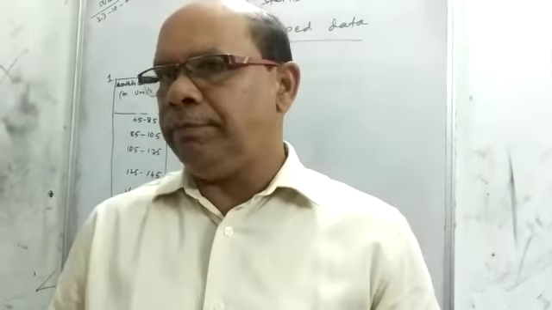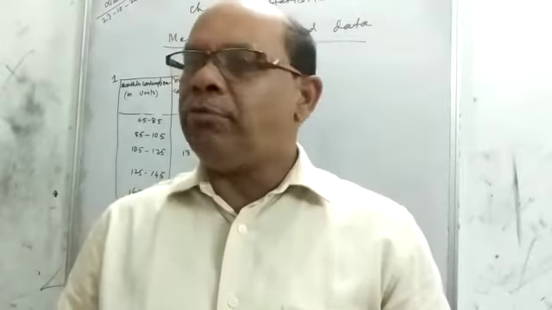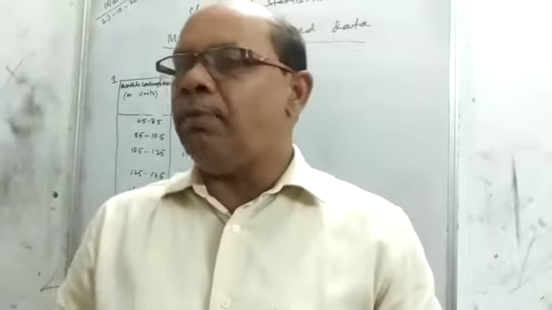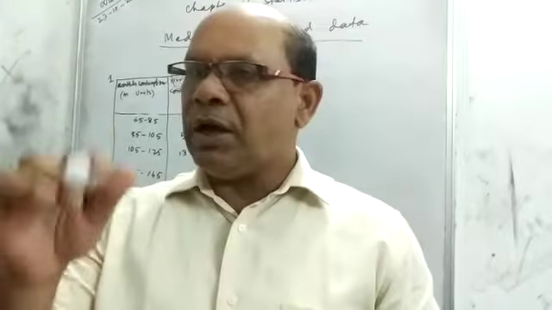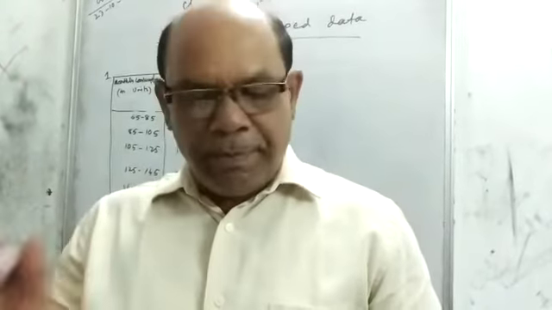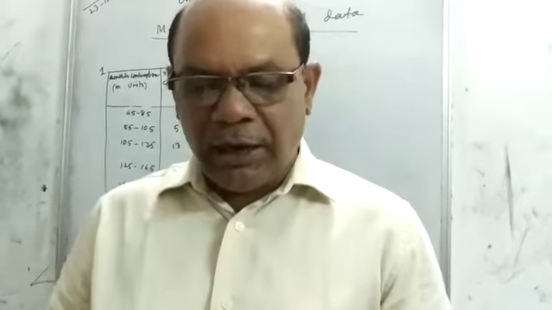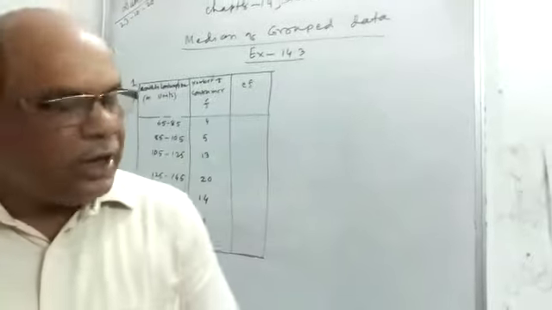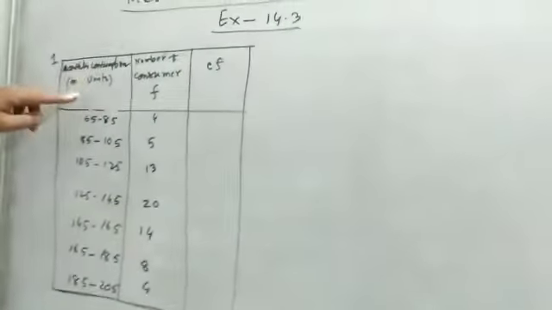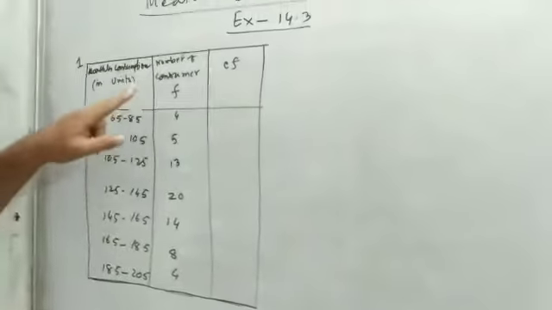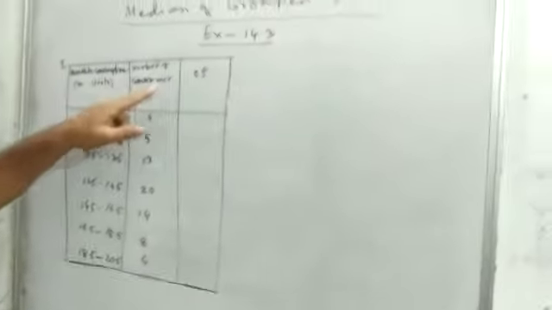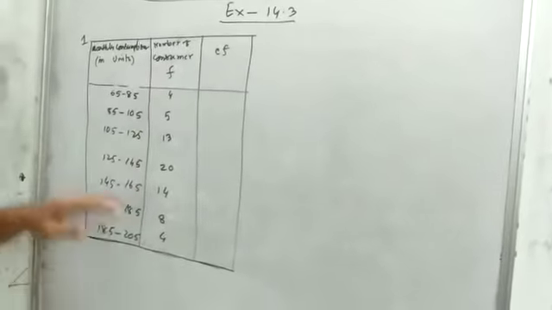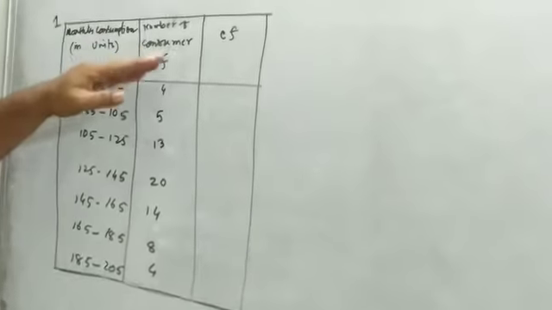continuous class interval. And number 2, we have to make the table, meaning one extra column we have to make, that is the CF, the cumulative frequency. CF means the cumulative frequency, and you know how to find it. Here I will discuss. So here you see the table I have drawn: monthly consumption means class interval, and the number of consumers means the frequency.